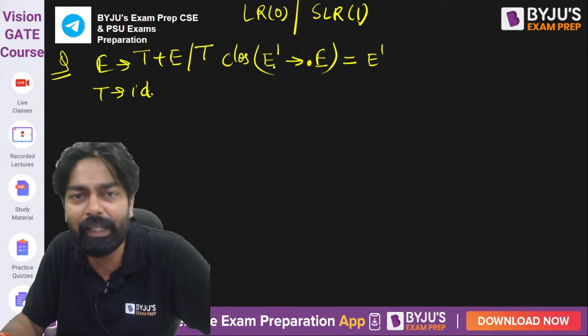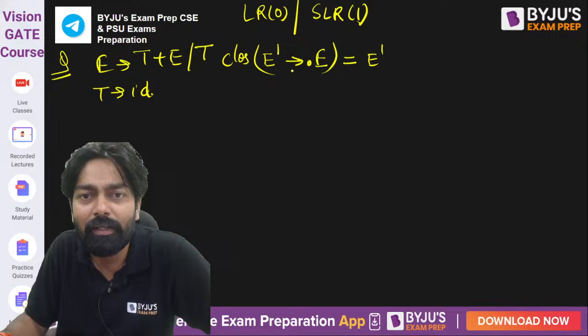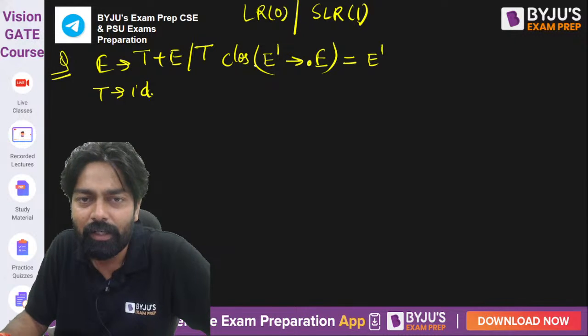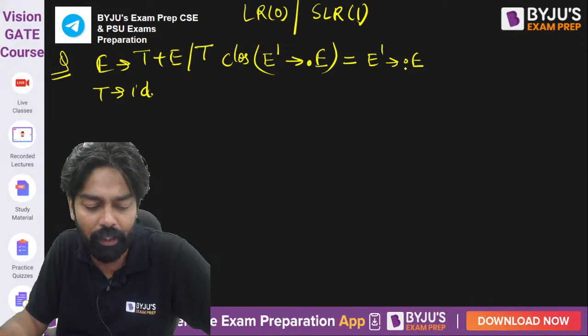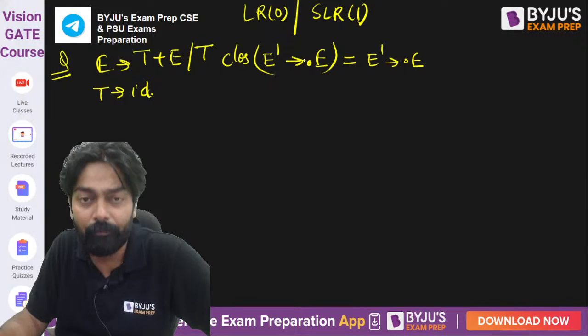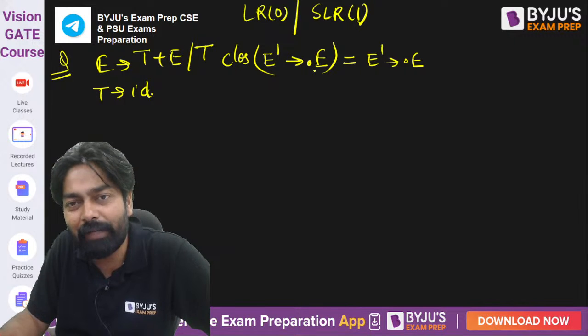I think everyone knows how to make LR(0) items. Now find the closure of this one. The closure of I is nothing but I itself: E' goes to dot E. Whatever closure you are finding, it will come the same, my dear friend.